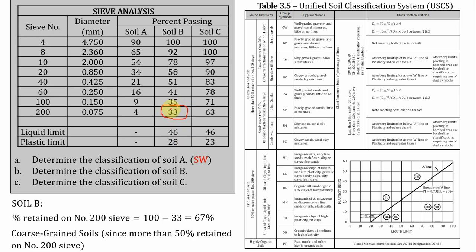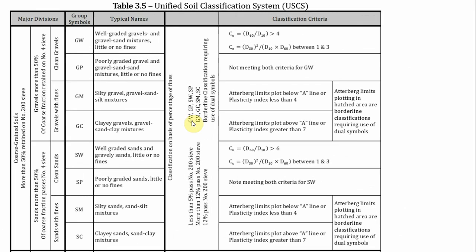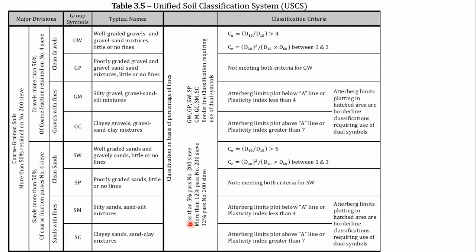Okay, that is 33%, class. Take note. So 33%. It says here, class, that less than 5% pass the number 200 sieve. Since 33% is the percent passing the sieve number 200, therefore, class, hindi ito pwede. X yan, class.